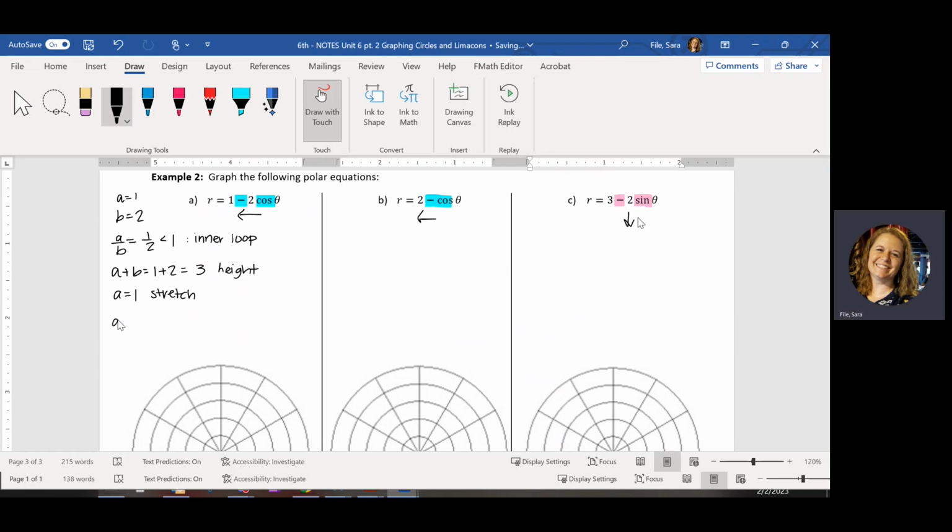And then A minus B, we get a negative. That's because there's an inner loop that comes out negative. So that is going to be where our lower point is. It's going to be 1 unit in from the pole in the same direction as the height. That's what all that information tells us.